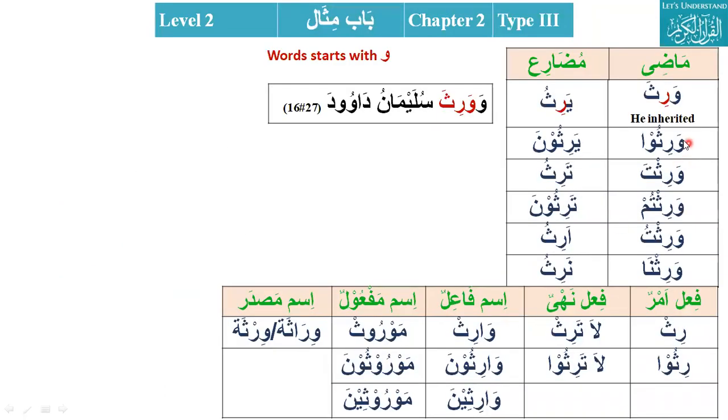Warisa, yarisu. Warisa means he inherited. Warisu, they inherited. Warista, you inherited. Warisna, waristum, we inherited. Yarisu, he inherits or he will inherit. Narisu, we inherit or we will inherit. La taris, don't inherit. Waris, the one who inherited. Wirasa, to inherit, or inheritance. Okay, thank you.